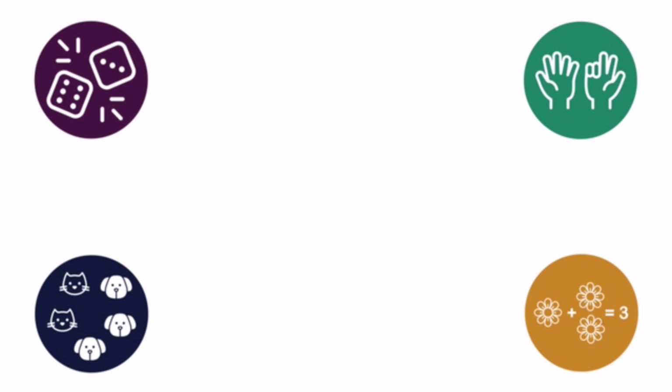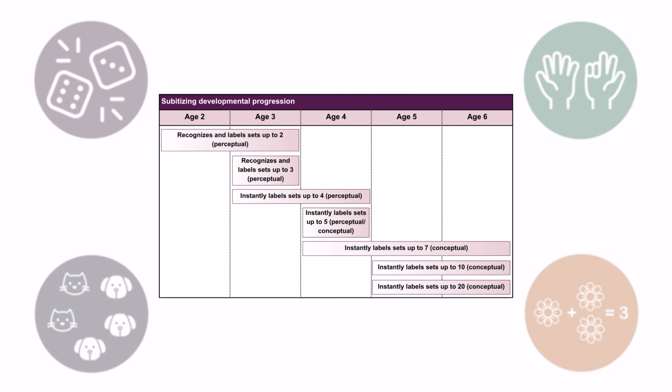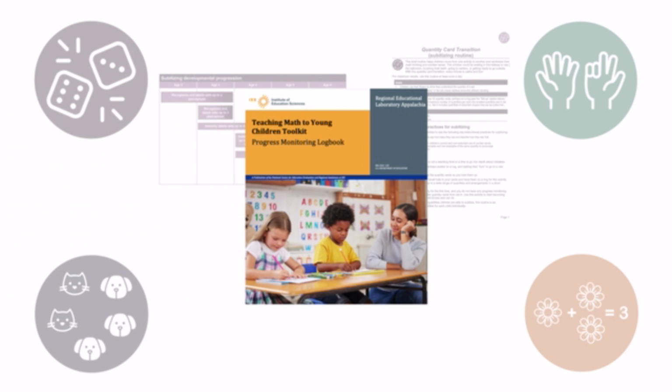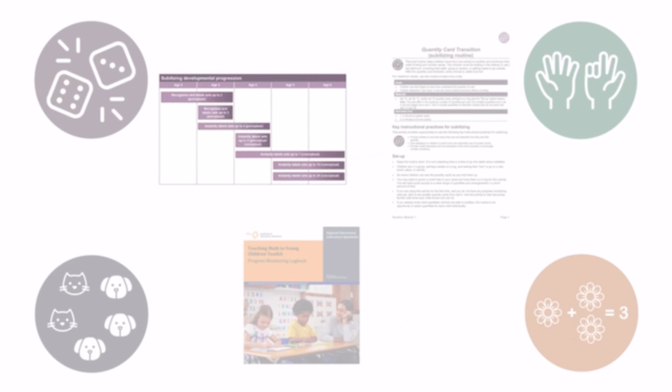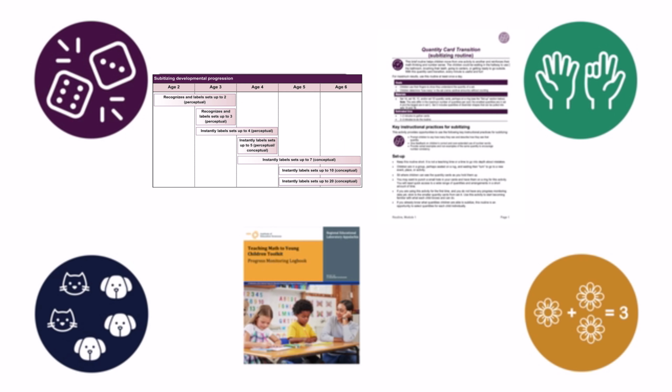Also, each module includes a set of printable documents. They include a developmental progression that illustrates how children's knowledge and skills typically develop within the module's math topic, activity instructions and materials that include everything you need to use the key instructional practices in your classroom, and a progress monitoring logbook for recording key information about children's developing knowledge and skills over time.